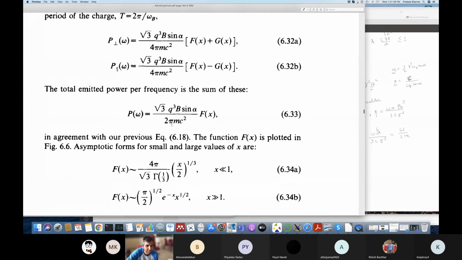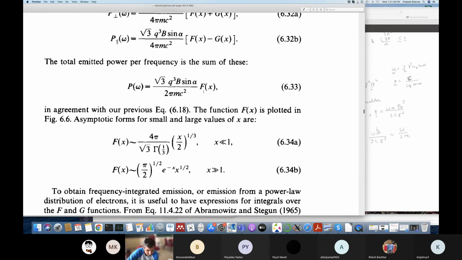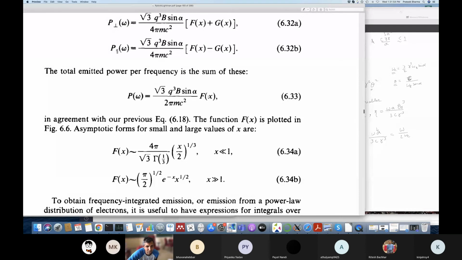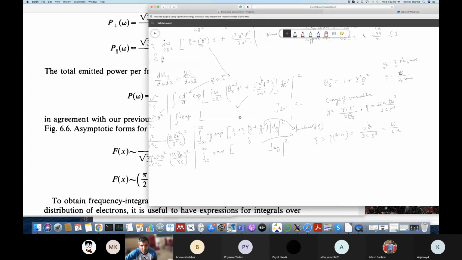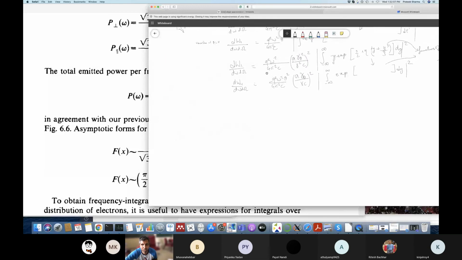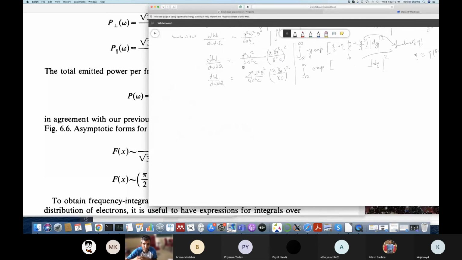The sum of these two gives you the total power, and this is how the power is distributed in the two polarizations. It's useful to know the asymptotic form of this function f, because the total power is proportional to this function f(x). So let me just draw this function f(x) for you. In fact, it's actually drawn in the book.